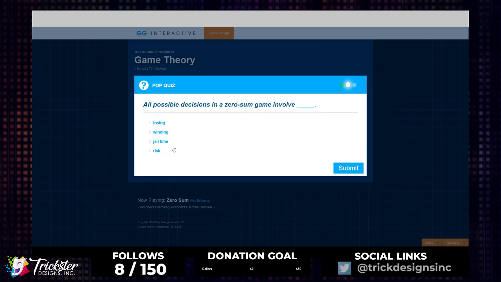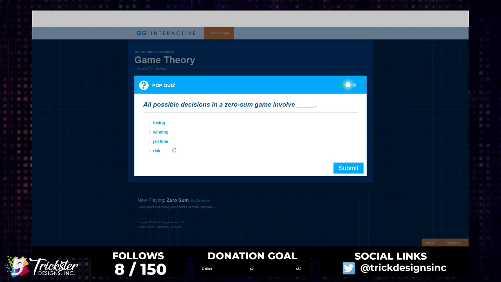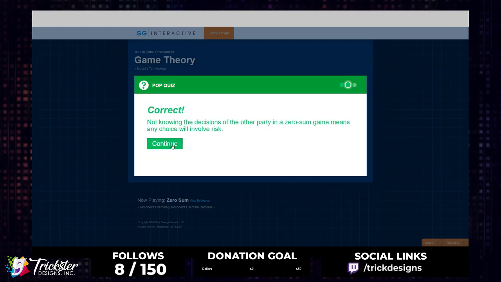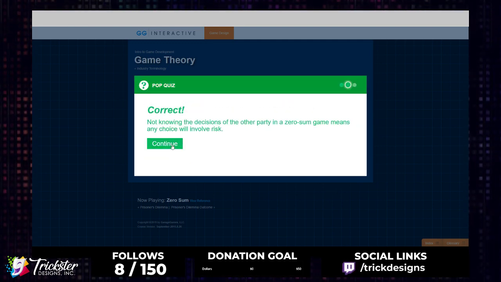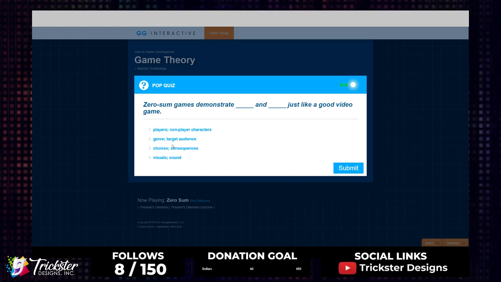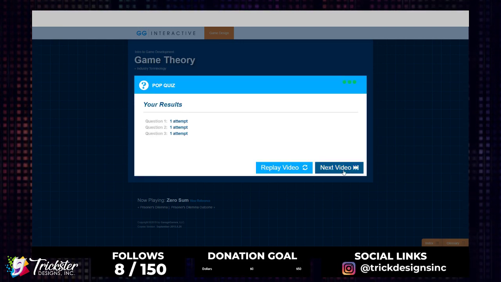All possible decisions in a zero-sum game involve risk. I would have said jail time because that is kind of true. Zero-sum games demonstrate blank and blank just like a good video game. Choices and consequences. Yep. I said it earlier. I'm right.